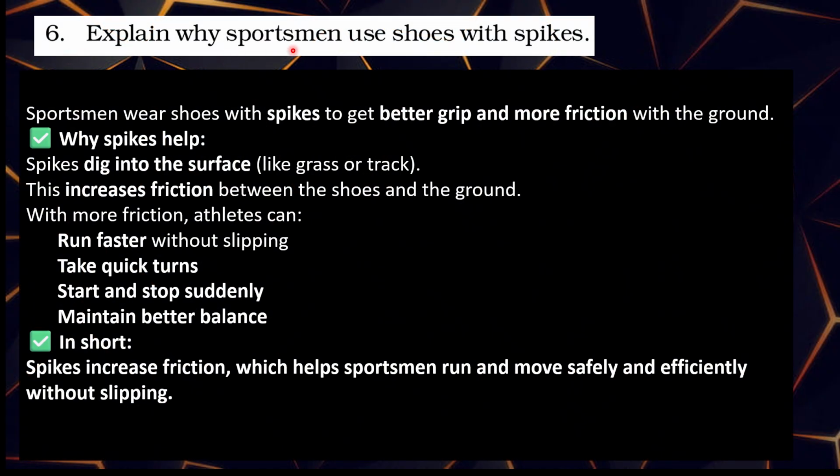Sixth question. Explain why sportsmen use shoes with spikes. Sportsmen wear shoes with spikes to get better grip and more friction with the ground. Why do spikes help? Spikes dig into the surface like grass or a track. These increase friction between the shoes and the ground. With more friction, athletes can run faster without slipping, take quick turns, start and stop suddenly, and maintain better balance. Spikes increase friction, which helps the sportsman move safely and efficiently without slipping.